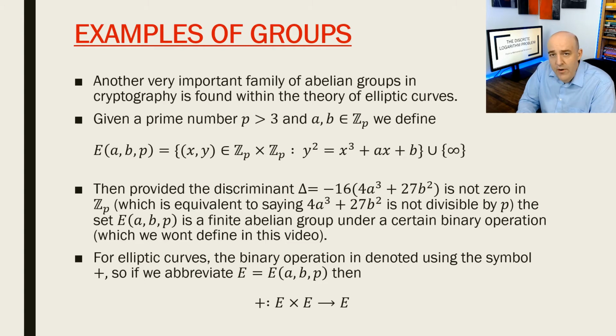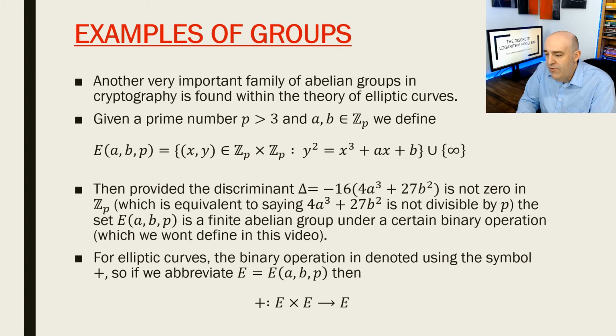Now, another very important class of abelian groups that are important to cryptography is found within elliptic curves. So if we take a prime number p larger than 3, and two elements a and b in Zp, we can define the set of points, (x,y) tuples in Zp cross Zp, which satisfy this equation: y squared equals x cubed plus ax plus b. As well, we adjoin a point at infinity.